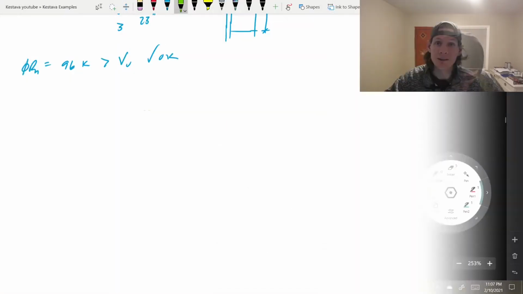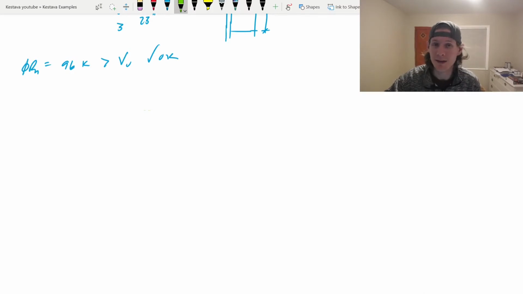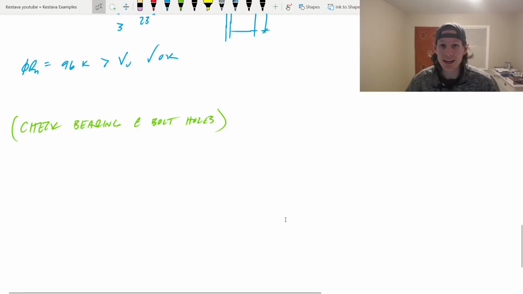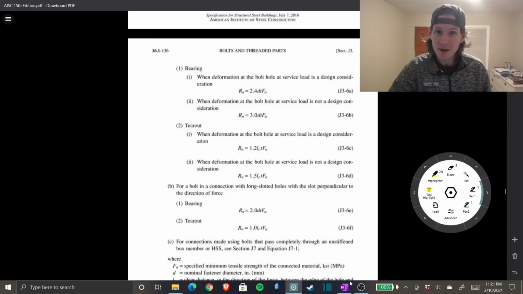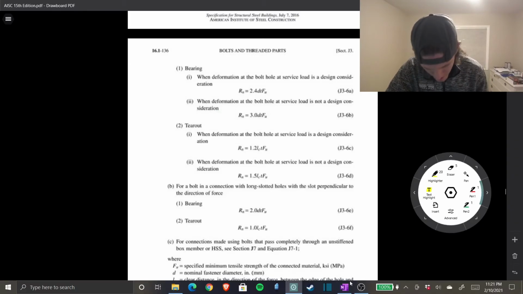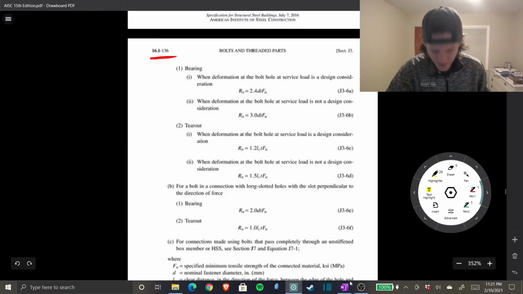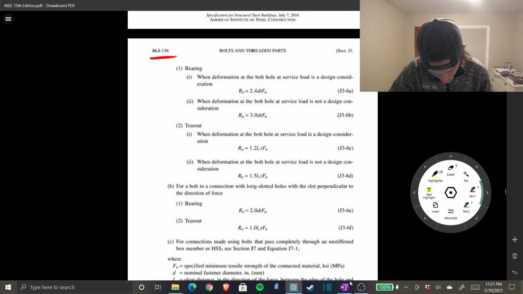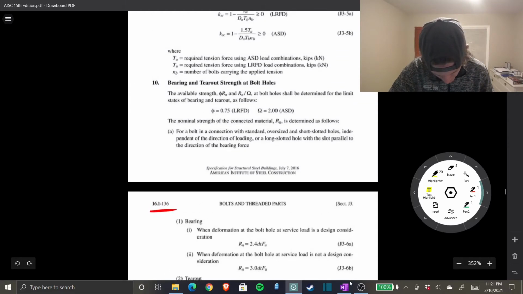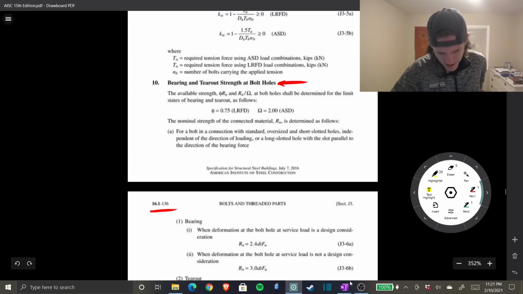Appreciate all of you. Next, we're going to check bearing strength at bolt holes. Let's head over to the AISC steel manual. So here we are, chapter J in the back, page 16.1-136. And if we just scroll up to the previous page, as you see in the title here, bearing and tear out strength at bolt holes. So this is section J3.10, I believe.